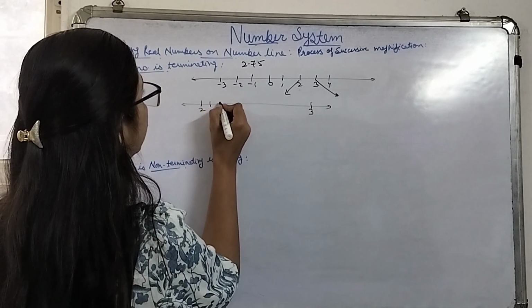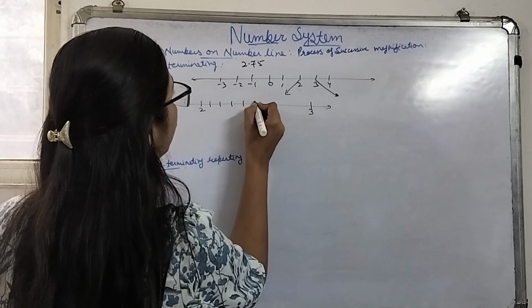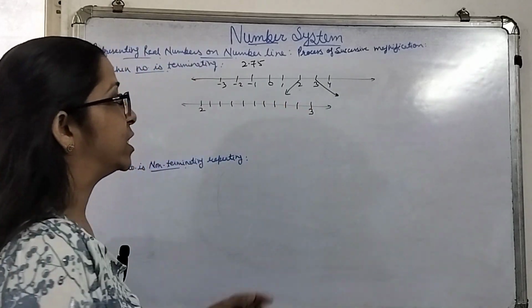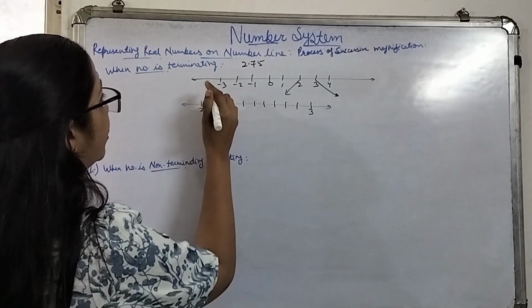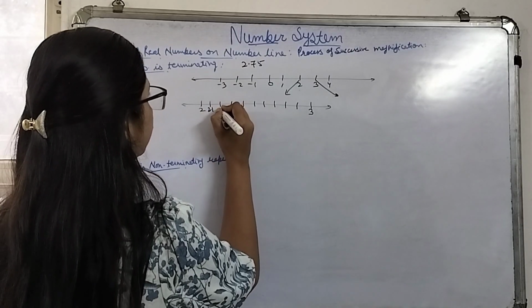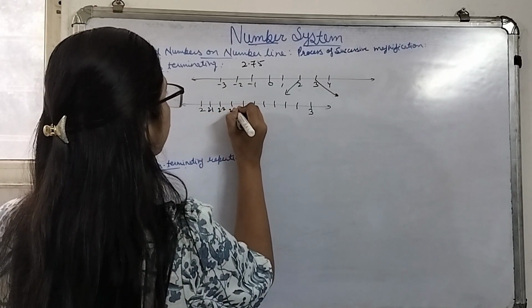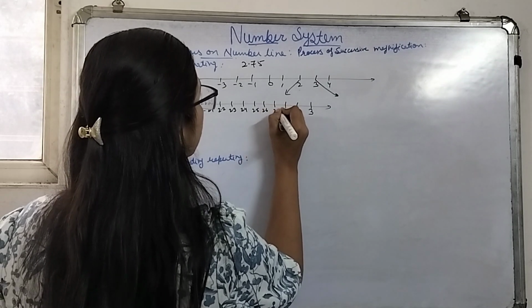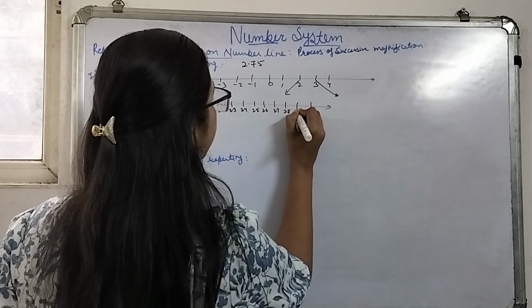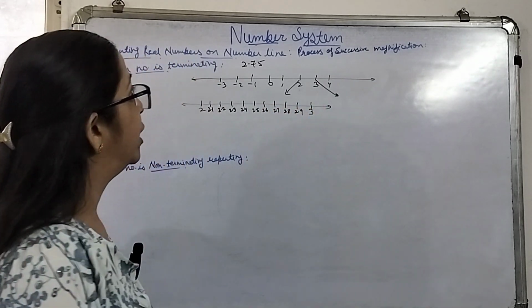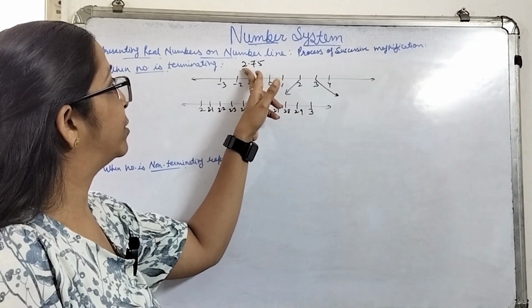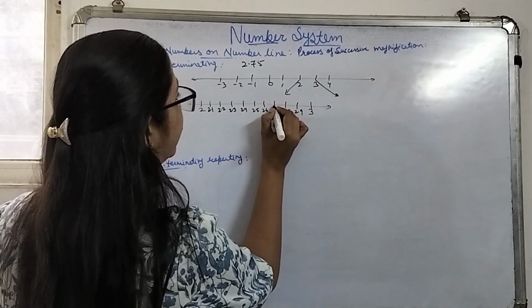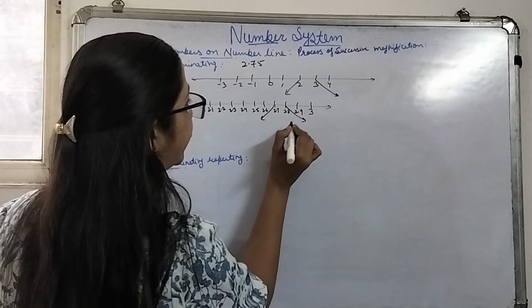So 1 part, 2, 3, 4, 5, 6, 7, 8, 9, 10 equal parts we have divided. So the first part will be 2.1, 2.2, 2.3, 2.4, 2.5, 2.6, 2.7, 2.8, 2.9 and this is 3. Now we can see over here that this will lie between 2.7 and 2.8. That means we have to magnify this 2.7 and 2.8 further.